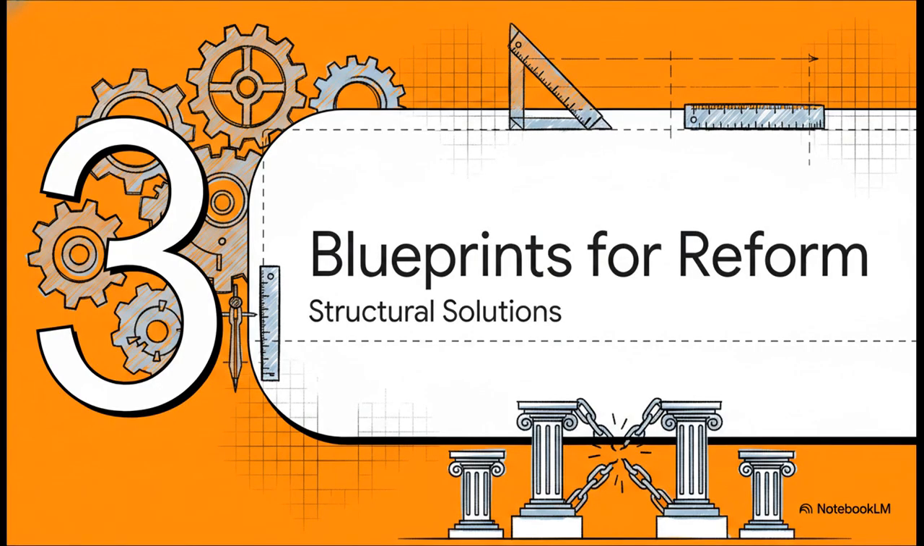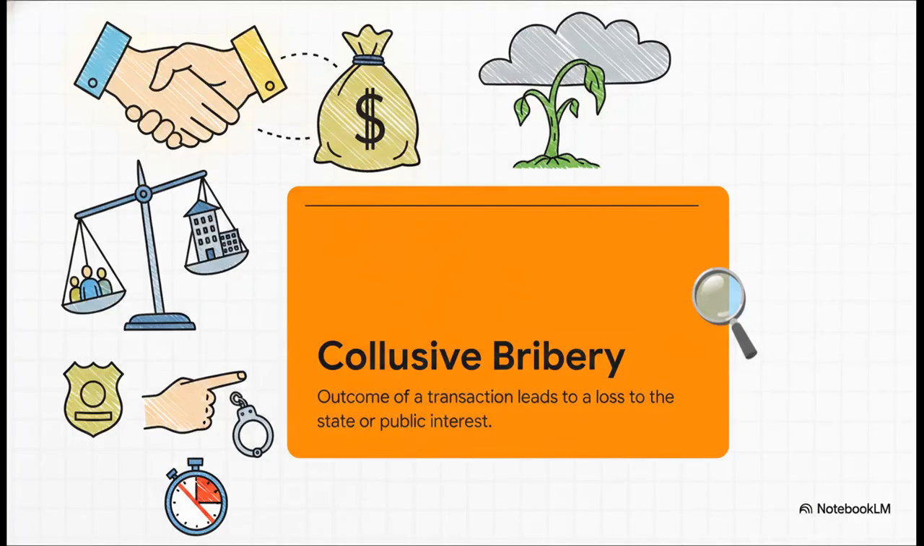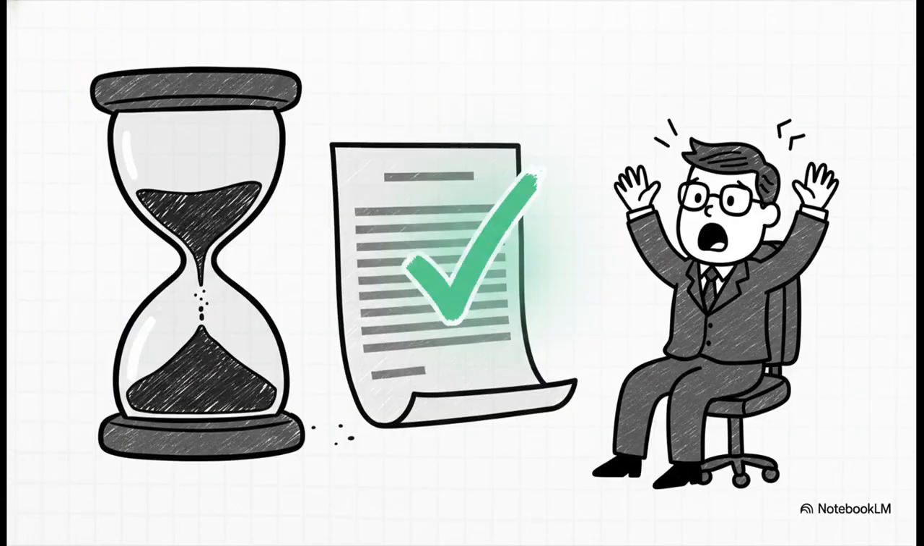Which brings us to Section 3, blueprints for reform. One of the sharpest tools the second ARC recommended is legally defining collusive bribery. This is a scenario where both the bribe giver and the bribe taker benefit, but the state or the public takes the hit. The ARC says, look, in these cases, the court should automatically presume an offense took place. And if an official is caught red-handed, no need to wait for prior sanction to prosecute, just go straight to it. Structurally, they also pushed for this brilliant concept called positive silence.